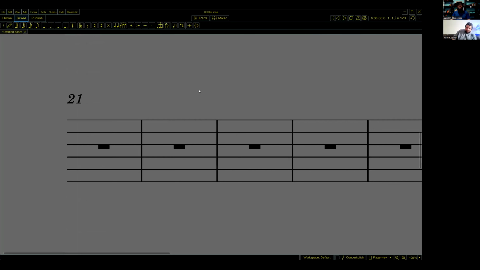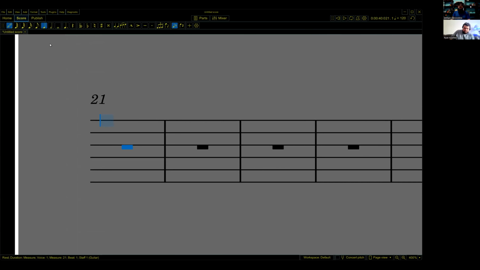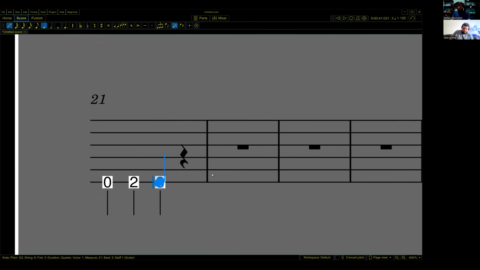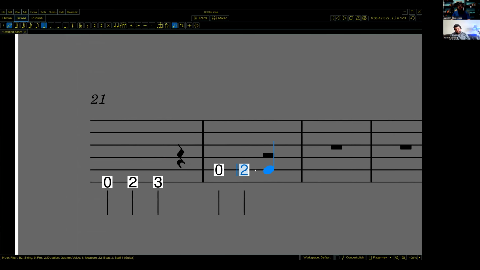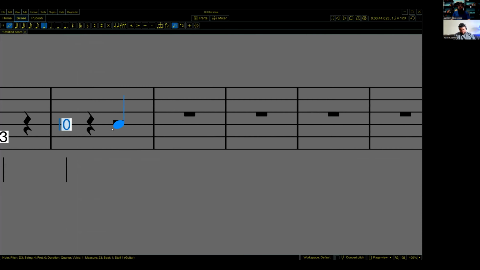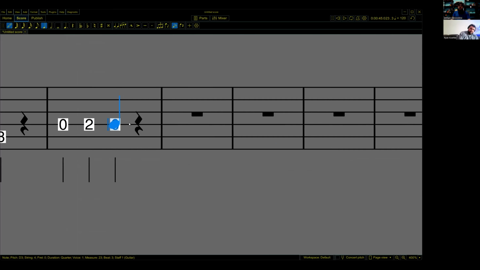Okay, so G major looks like this. Well, that's not too bad.